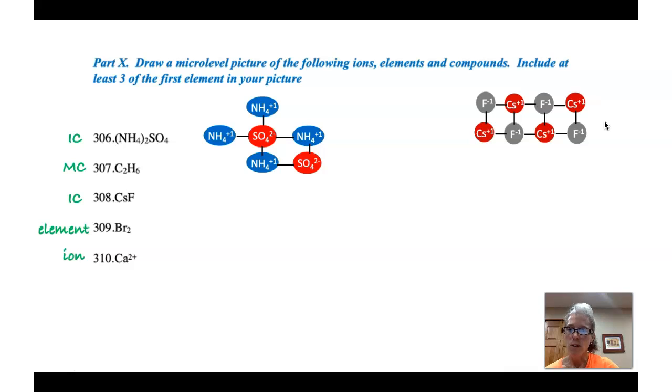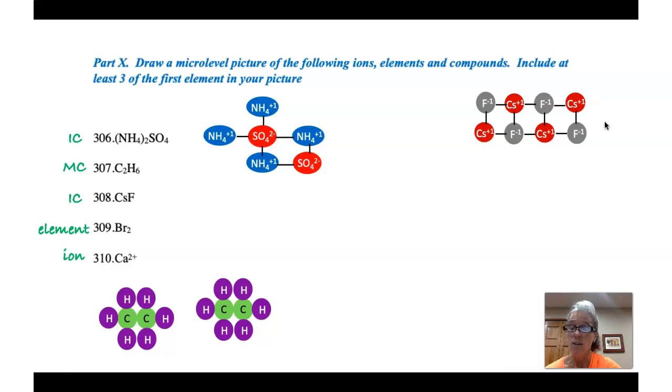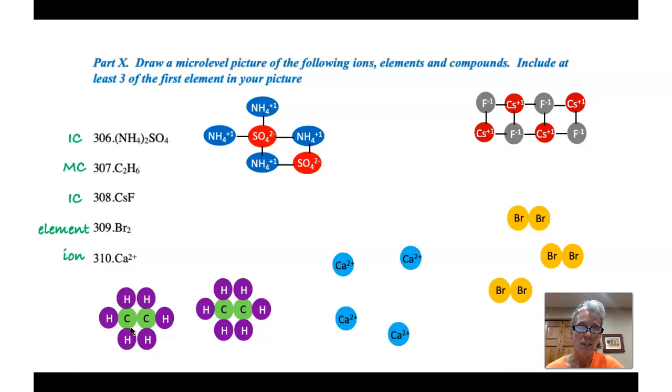Okay, now going on to 307, a molecular compound. So I'm not going to do any charges. I'm going to have 2 carbons and 6 hydrogens. Again, I'm not including lines because I don't want to indicate what kind of bond we have. All we need to know is that they're stuck together. And we need to have 2 separate particles. This particle is not touching this particle. Okay, we go on to our bromine. That's very similar. It's an element. In essence, it's kind of a molecular element. No charges here. And the ion, calcium ion, would look something like this.